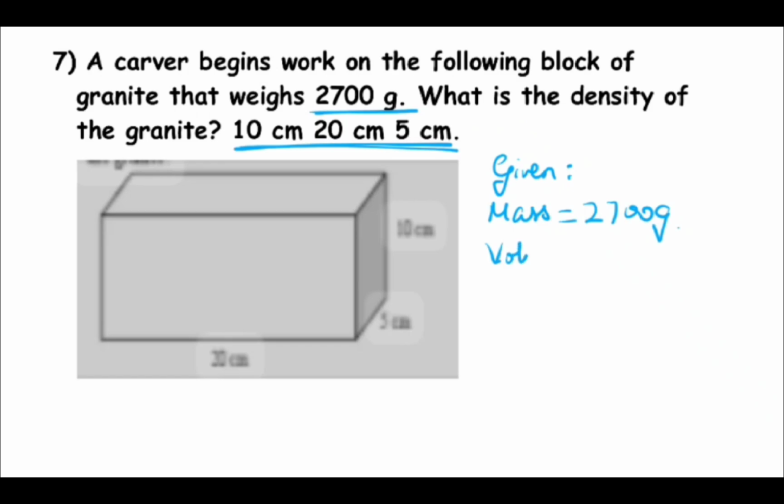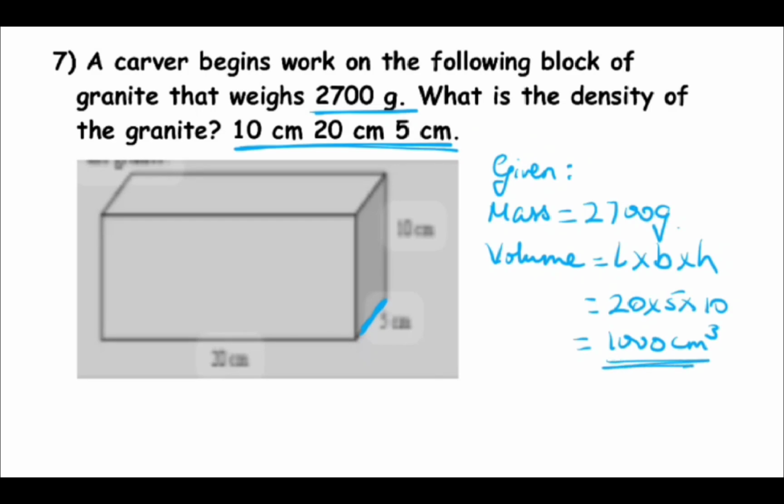So, volume is equal to length into breadth into height. Length, the longest one, is 20. Breadth is shown in the diagram here. This is the breadth, which is 5, and the height is 10. 2 5s are 10, 100 into 10, 1000 centimeter cube. Yes. Okay, that's the volume.